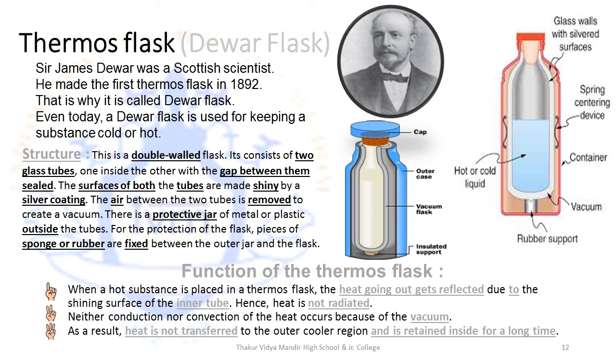This is used for the protection of the flask. Also, to give an added layer of protection, pieces of sponge or rubber are fixed between the outer jar and the flask. It's like a cushion.